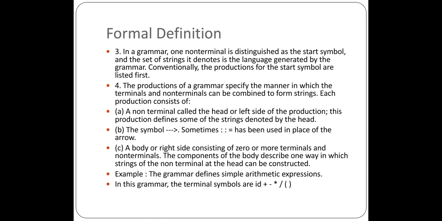Normally, consider a grammar which defines simple arithmetic expressions. Here we have an example: id, then plus, and the arithmetic operators plus, minus, asterisk, and slash, and then opening bracket and closing bracket. These are the terminal symbols that we have related to arithmetic expressions.